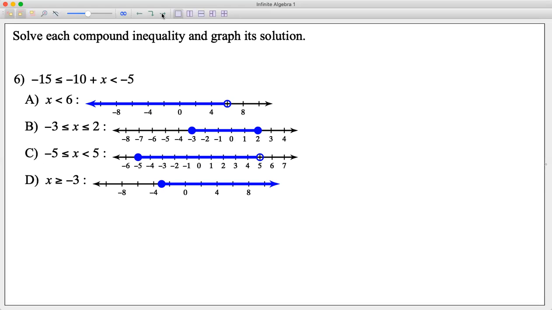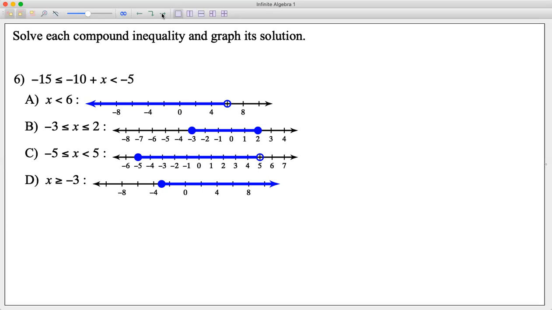So your left side is negative 15 is less than or equal to negative 10 plus x. Your right side, if you can see that, it says negative 10 plus x is less than negative 5. Solve both of those individually. Well, they're both just one step. Add 10 to both sides. If I add 10, I get negative 5 is less than or equal to x. And on this one, add 10 to both sides. I got x is less than 5. I got to graph the overlap. It's what they both share in common. So this is the answer.